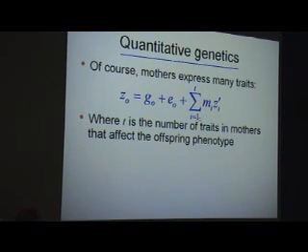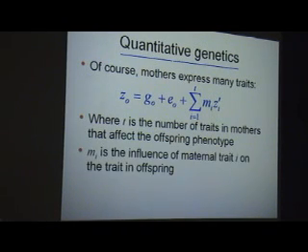And I'm not going to use what I think is a slightly more complex, sort of trait-based view, but I talk about it just so you understand that ultimately this is what's going on in a biological system: there's a series of traits in mothers that each have some influence on the phenotype of their offspring. And this is however many traits exist in mothers that you've measured in this framework. And this M_i is the influence of maternal trait i on the trait in the offspring that we're looking at.